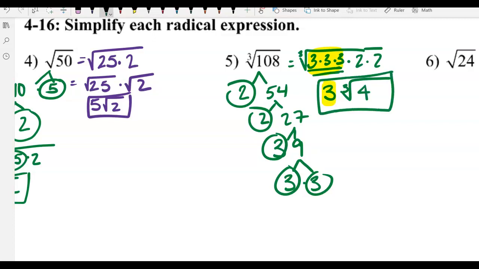It's a cube root, y'all. That means we need 3 identical numbers, right? Or variables? Do we have 3 identical 3s? Yeah, so that has to be taken out of the house. It's no longer grounded. The 2s, we only have 2, so it is still grounded, and it has to stay inside the house.